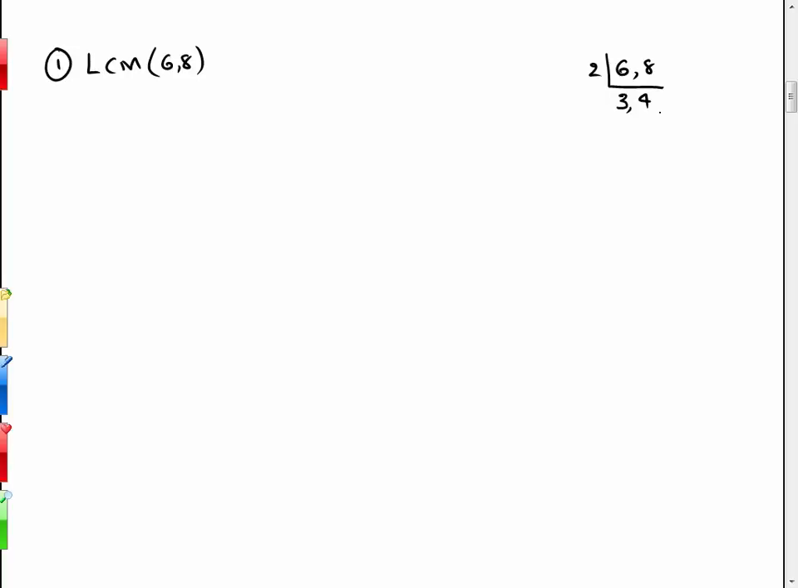Ask the same question. Is there a number that goes into both 3 and 4 other than 1? Nope. So when you reach that stage where there is no number other than 1 that goes into the two numbers, you just simply multiply all the outside numbers, and that's your LCM. So LCM in this case happens to be 2 times 3 times 4. 2 times 3 is 6, 6 times 4 is 24. End of the story.